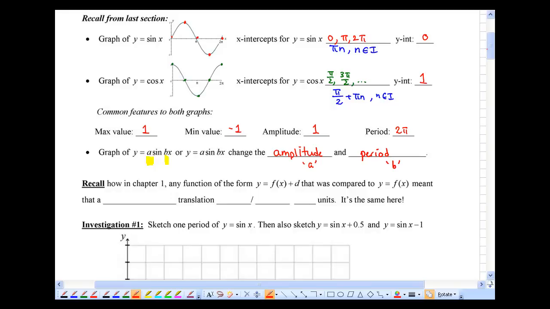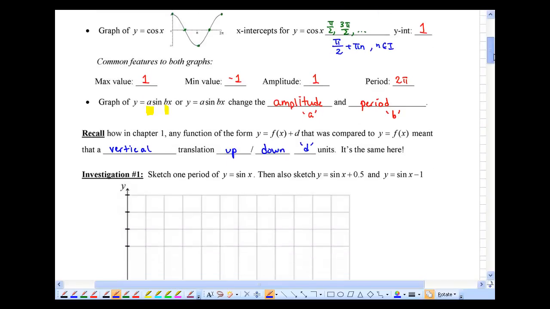Remember how in chapter 1, if I took a function and I added a number to the end, this plus d, what happened there? Oh yeah, if you said it was a vertical translation, you are definitely correct. And don't forget, you can either go up or down depending on if d is positive or negative. So the idea is you go up and down d units. Well, it's the exact same thing here.